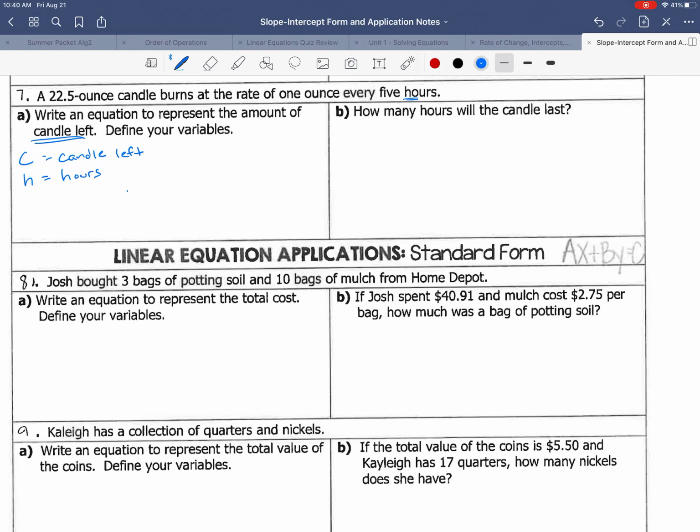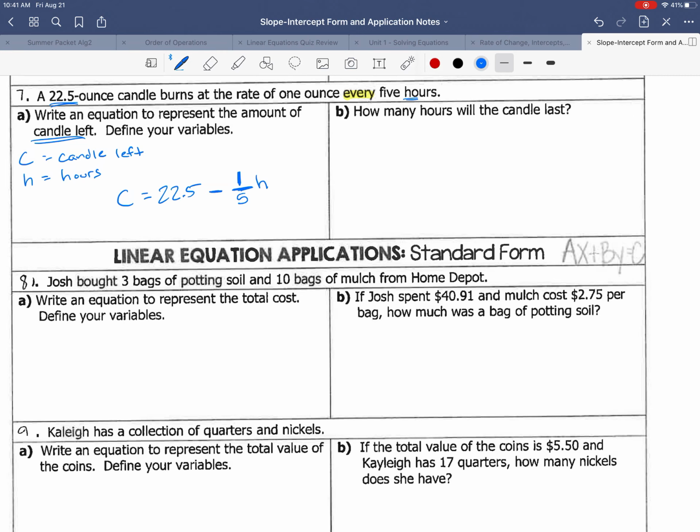This one's pretty simple. The amount of candle left would be your starting amount, which started at 22.5 ounces, minus how much it loses per hour. This word, every 5 hours, you could read that as kind of 1 ounce per 5 hours. Anytime you see something like that, it's an indication you're going to have a fraction. So the 1 represents the 1 ounce per 5 hours. A fraction bar represents that per or every 5 hours. So that's how you come to that equation there.